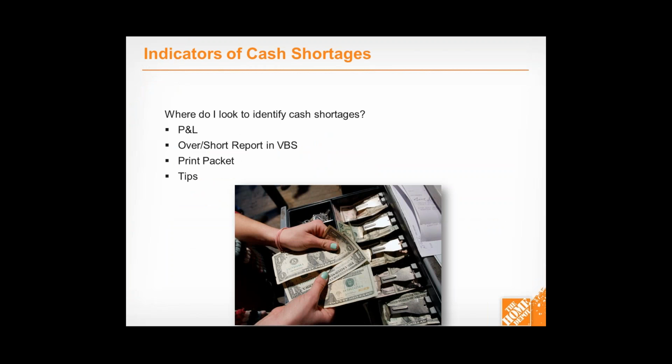There are certain indicators of cash shortages. What we want to help you do is identify those and show you where to look to find those. Number one, you want to look at your P&L, your overshort report in BBS, your print packet, and then also accept tips from associates and customers who may have other information.